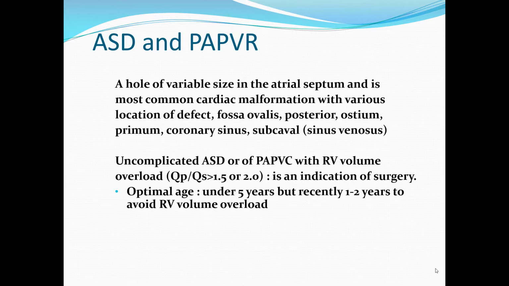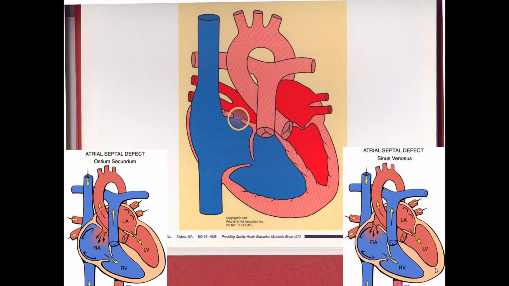an indication for surgery. Optimal age usually preschool, but recently 1 to 2 years of age to reduce or to eliminate the chance of RV volume overload. These are the ASD types.